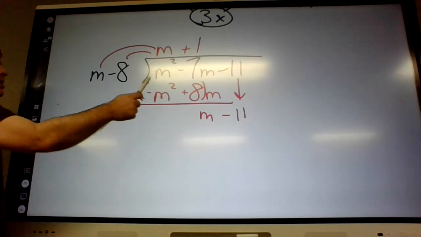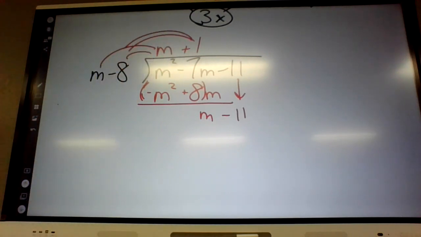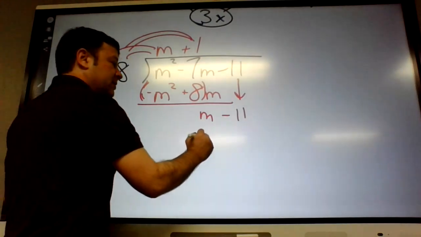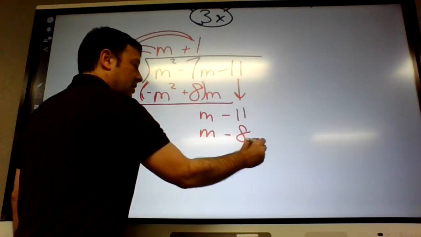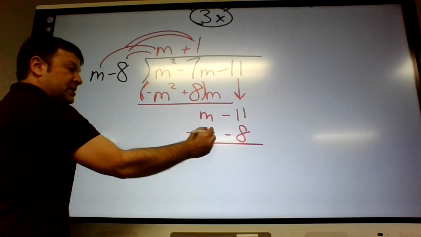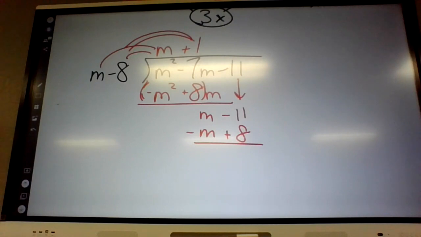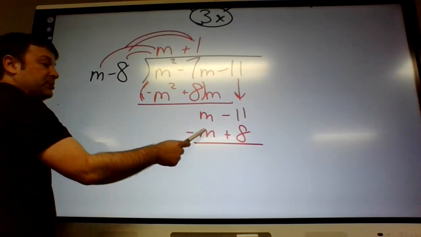Okay? And then, again, you multiply the 1 times m minus 8. When you multiply by 1, it doesn't really change anything. Okay, but we're subtracting the bottom line, so it becomes a minus and a plus. So the m's go away.